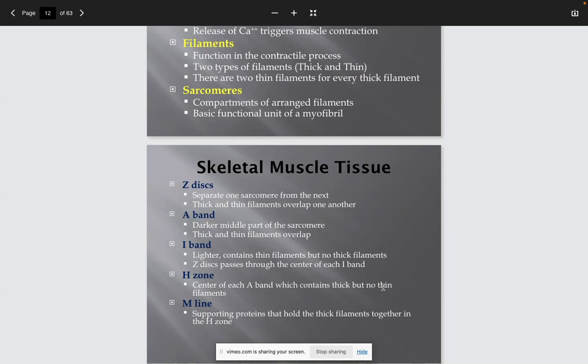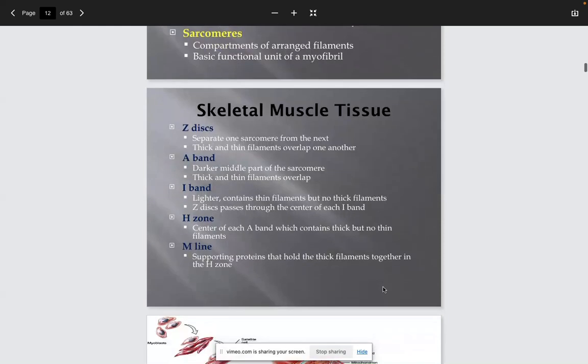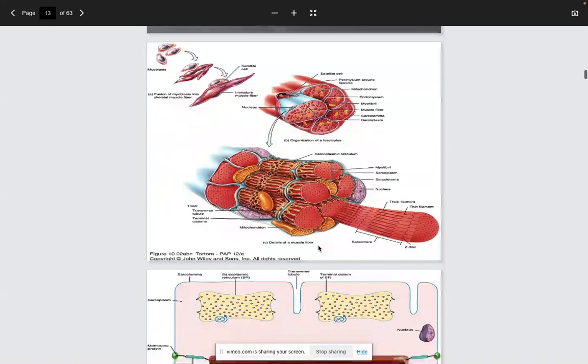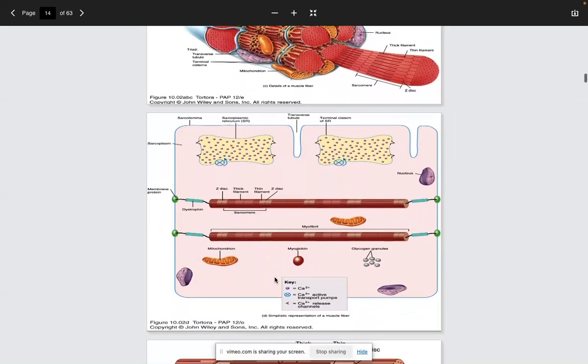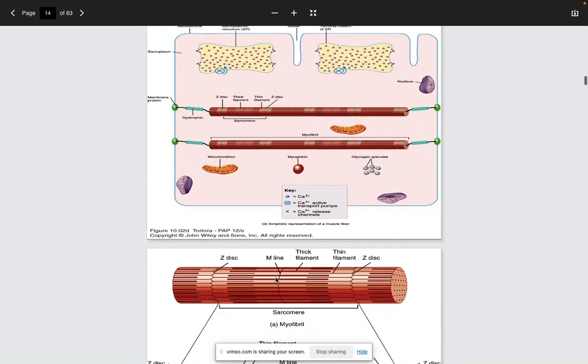And I'll show you guys a picture of this on the next slide. So the M line is just supporting proteins that hold the thick filaments together in the H zone. So knowing these two would be important, okay? Here is an example showing you the Z disc. Here you can see where the thick and the thin filaments are overlapping. If we have a picture of an I band, I'll show you where the thin filaments are only.